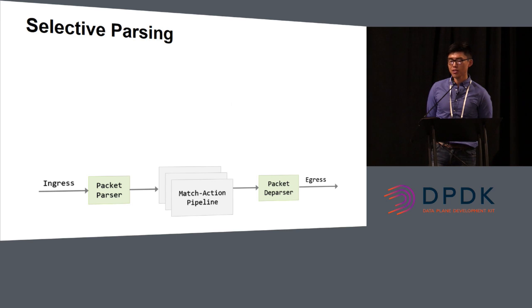Second is selective parsing. Assume that your header contains L2, L3, and L4 headers. However, your match action pipeline only uses L2 headers. So it doesn't really make sense to parse all three headers when they are not going to be used. Our compiler identifies the set of headers that are not used, and then it will selectively not parse them. And as you can see, this could be an optimization that improves performance.